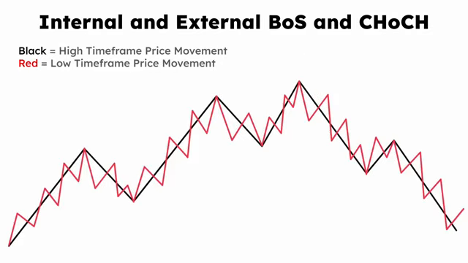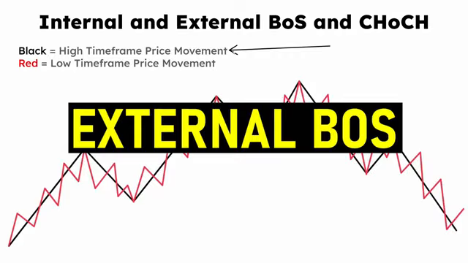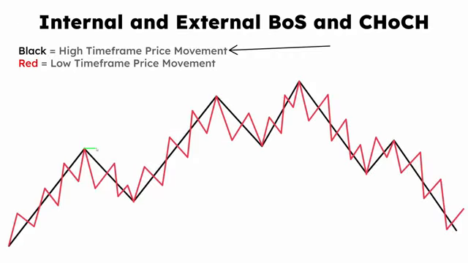And what's important to understand here is that change of character and break of structure are fractal, meaning that they appear on all time frames. The breaks of structure and changes of character that happen on the high time frame, we usually call external breaks of structure. So for example, right here, you can see that we have a break of structure because the price breaks to a higher high.